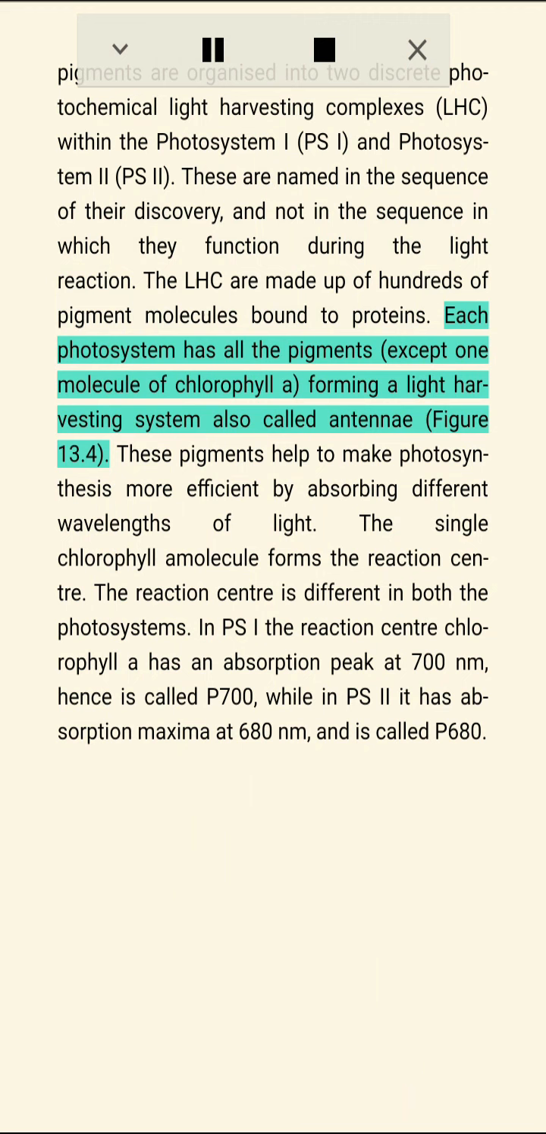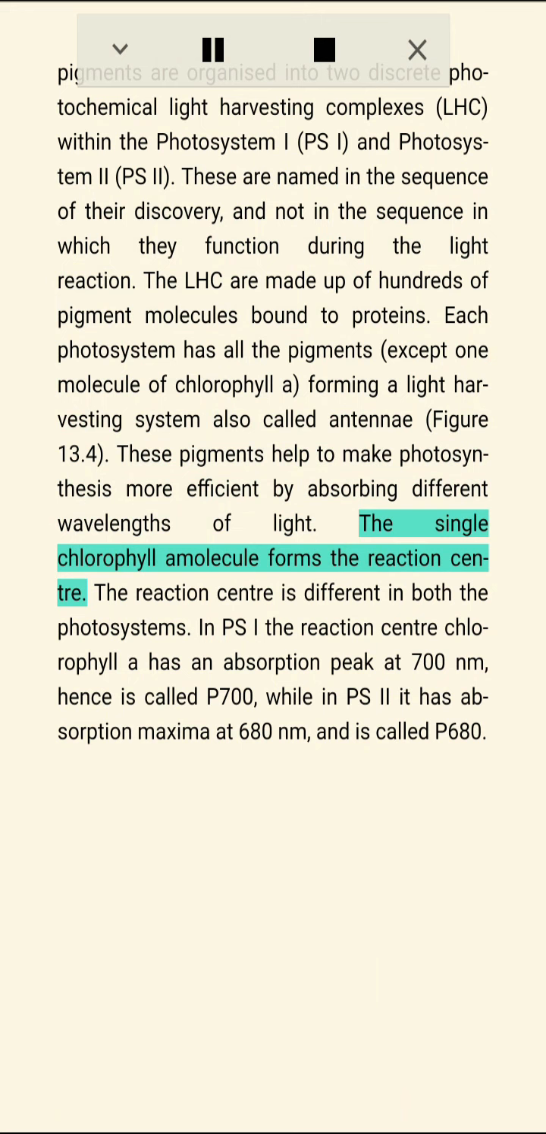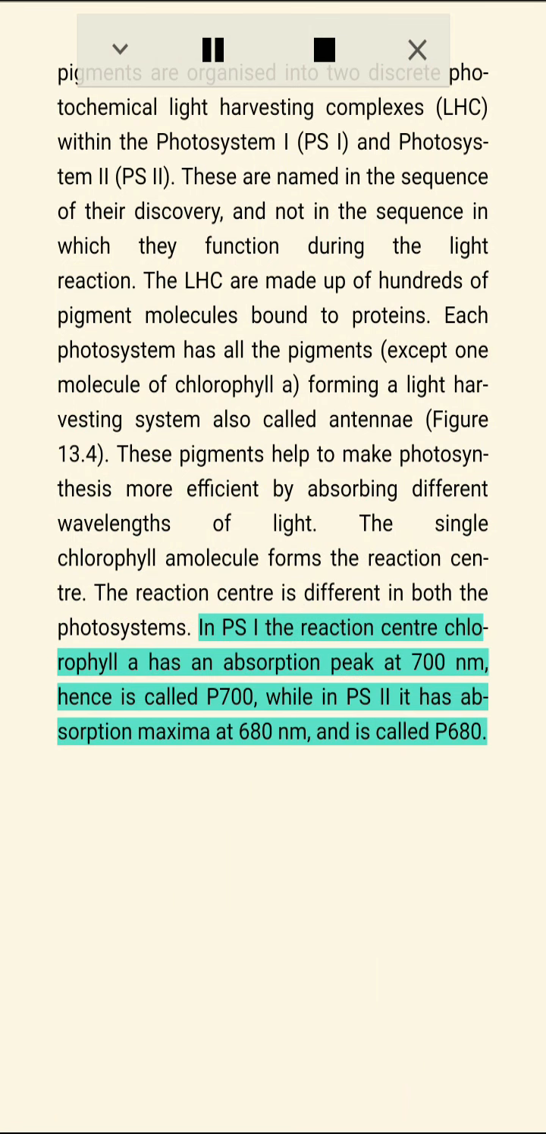Each photosystem has all the pigments, except one molecule of chlorophyll a, forming a light harvesting system also called antennae, figure 13.4. These pigments help to make photosynthesis more efficient by absorbing different wavelengths of light. The single chlorophyll a molecule forms the reaction center. The reaction center is different in both the photosystems.